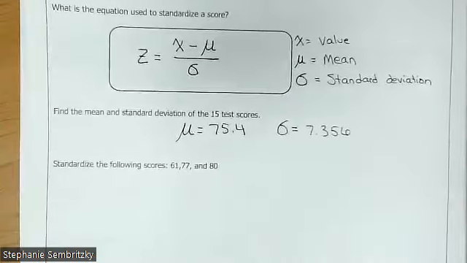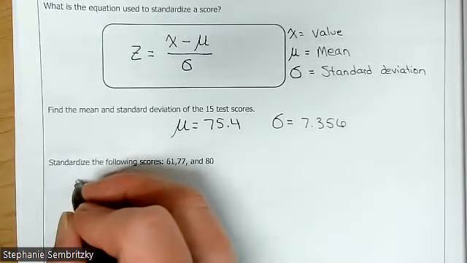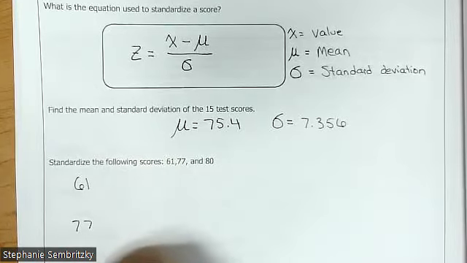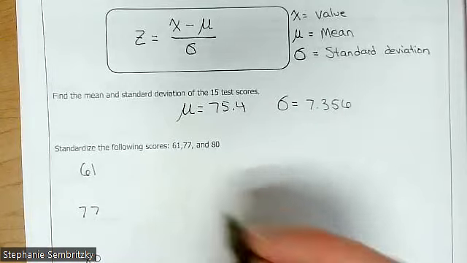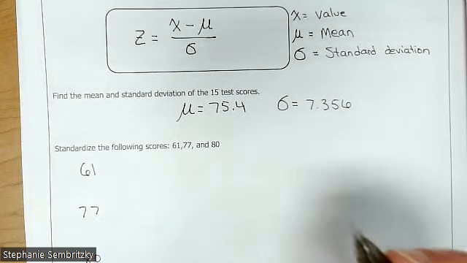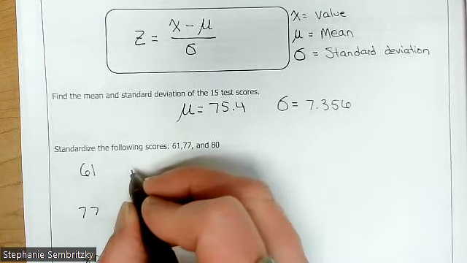I'm going to go 3 places. So we're going to take 3 scores, 61, 77, and 80, and we are going to standardize them. That means we're going to find a z-score for each of those. We're going to figure out how many standard deviations away from the mean each one is.